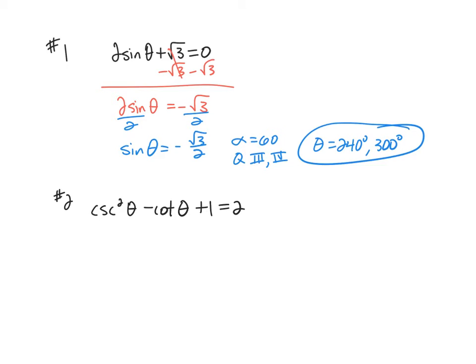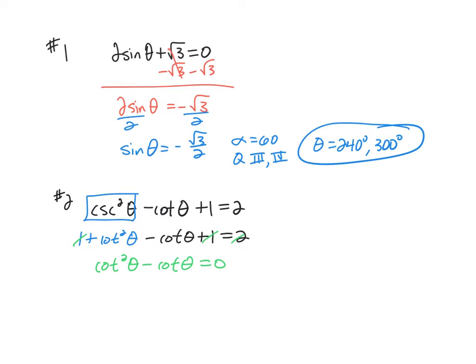That doesn't really matter. I'm going to replace the cosecant squared here with its Pythagorean identity, 1 plus cotangent squared theta. And then the rest of this equation stays the same. And now on the left side you have 1 plus 1. If you subtract those on both sides, it's going to cancel out. So these will all cancel out. Okay, 1 plus 1 is 2. Subtract the 2 on both sides, so you have cotangent squared theta minus cotangent theta equals 0.